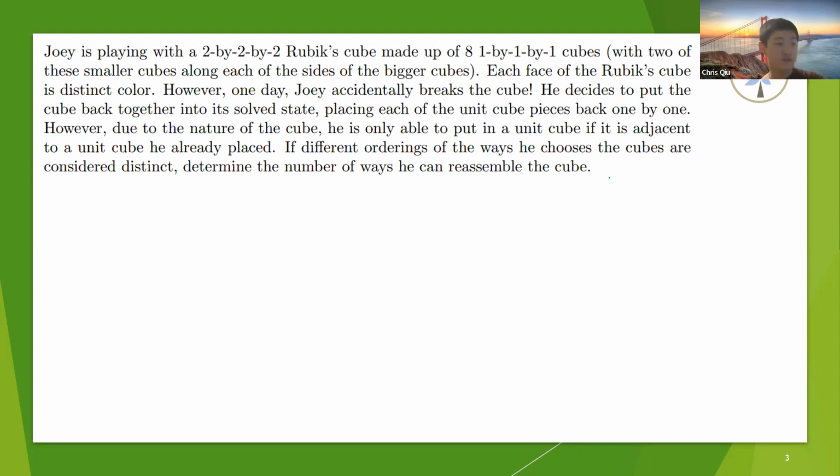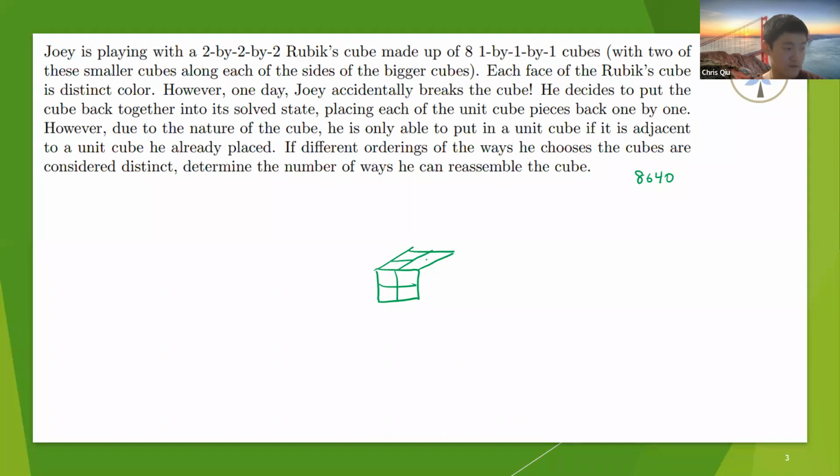So first of all, the answer is 8,640, and good job to those of you who got it right. Let's first read through this problem. Joey is playing with a 2x2x2 Rubik's Cube made of 8 1x1x1 cubes with 2 of these smaller cubes along each of the sides of the bigger cube. So we're going to have a cube that looks something like this.